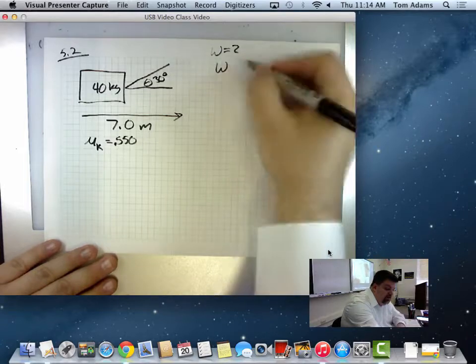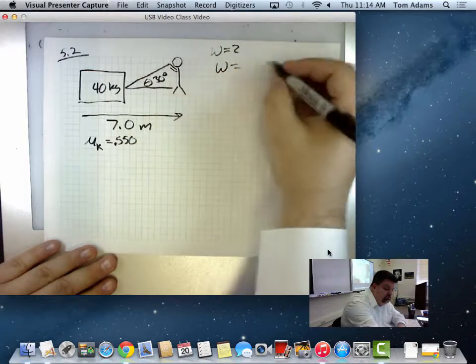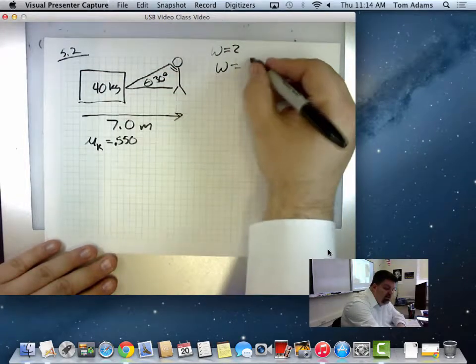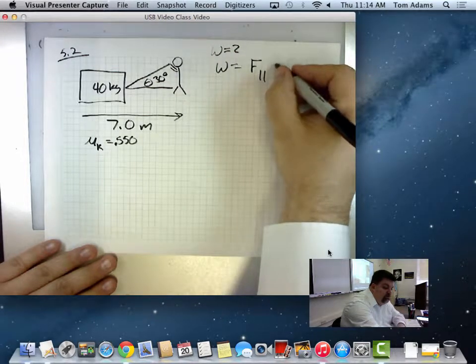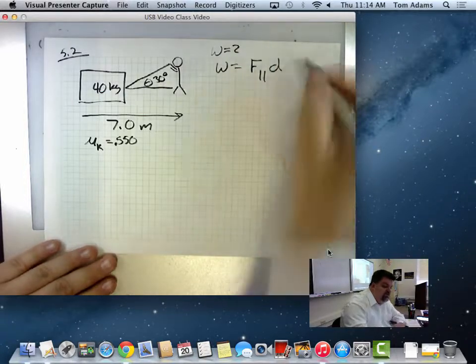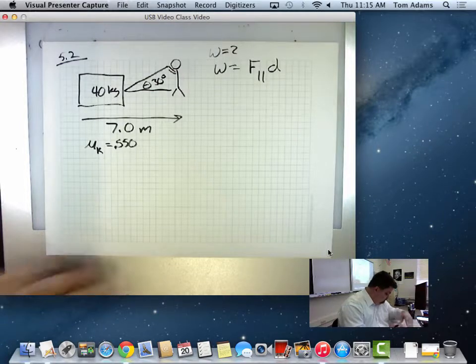Well, we know that work is equal to, so let me draw my guy pulling this. We know that work being done is the force, or the sum of forces, parallel to the displacement times the displacement. So what's the first thing I need to do? Find out what forces are parallel to the displacement. Does anybody have any ideas how I might go about doing that? Yes? Look at the ones that go up and down.